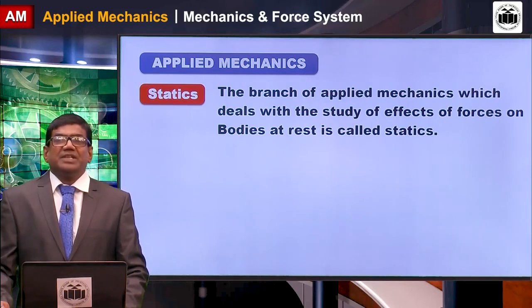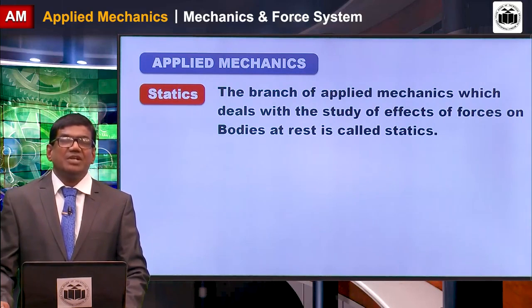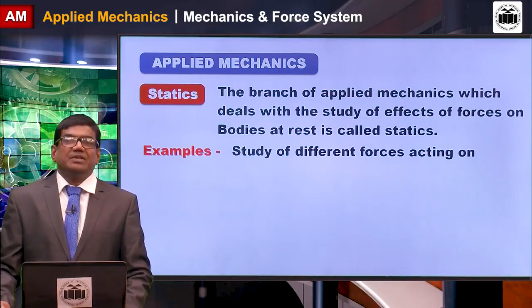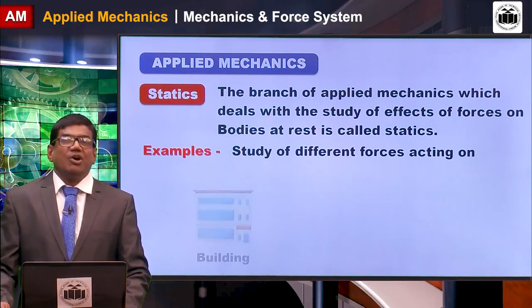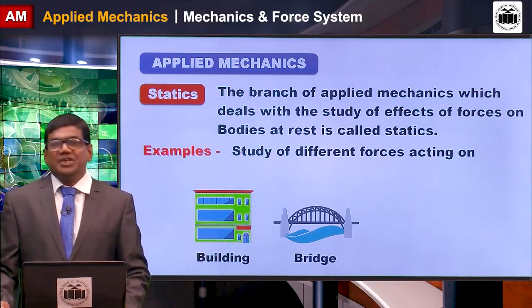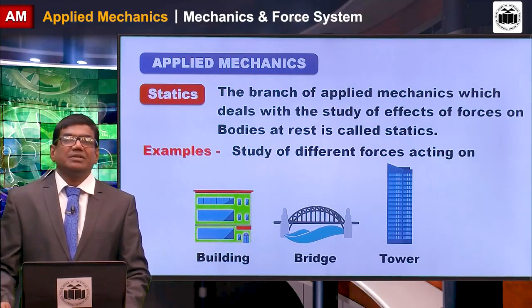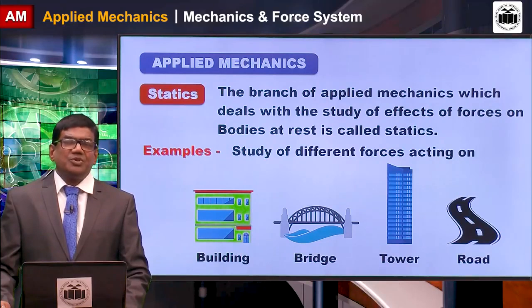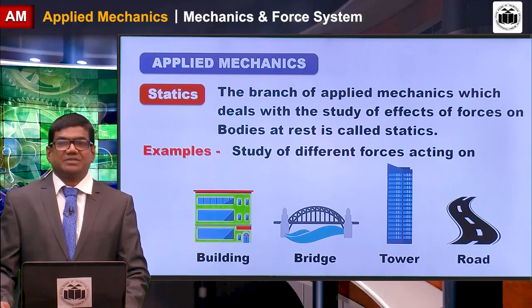The branch of applied mechanics which deals with the study of effect of forces on bodies at rest is called statics. Example, study of different forces acting on a building, bridge, tower and road. The forces coming on these structures transfer to the supporting surface. The supporting surface offers reaction. Along with the forces and reaction, these bodies are at rest, meaning in stable conditions, and we have to study these forces and their effects. That comes under statics.